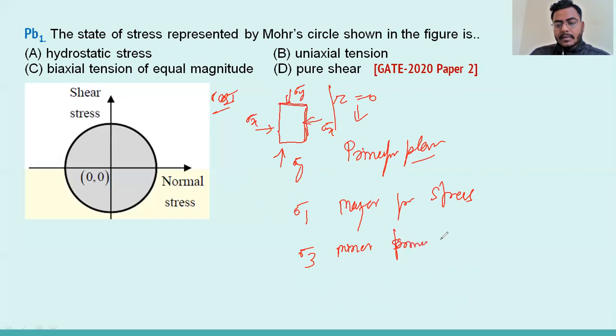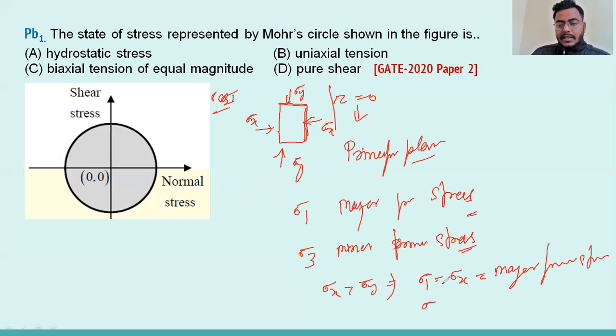Minor principal stress. So in this case, if you are assuming sigma x is greater than sigma y, then sigma 1 is equal to sigma x, and this is the major principal stress. Similarly, sigma 3 is equal to sigma y, that is the minor principal stress.